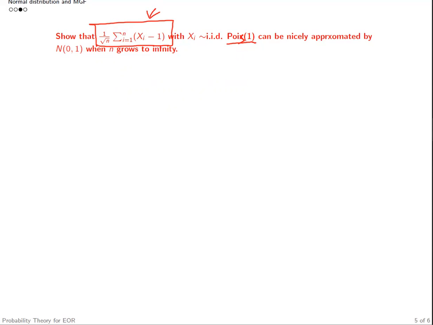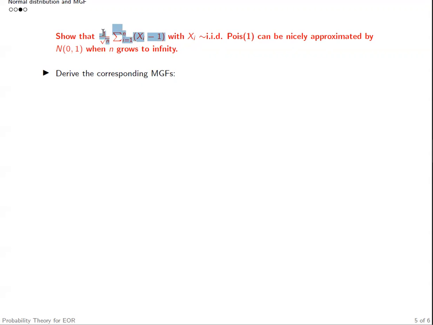You can pause the video at this moment and try to figure out the argument yourself. Here we are going to work with the moment generating function. The first step is always to derive the corresponding MGFs. So here we have Poisson distributed random variables x_i with rate 1. We also have the standard normal distribution here. And we also have this function of the x_i's, which is also a random variable.